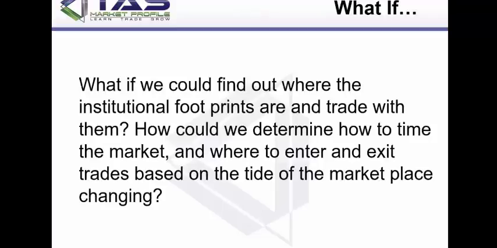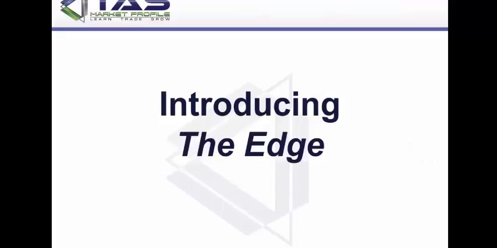So the big question is, what if we could find out where the institutional footprints are and trade with them? How could we determine how to time the market and where to enter and exit trades based on the tide of the marketplace changing? This is where I give you a drum roll, okay? Got it.